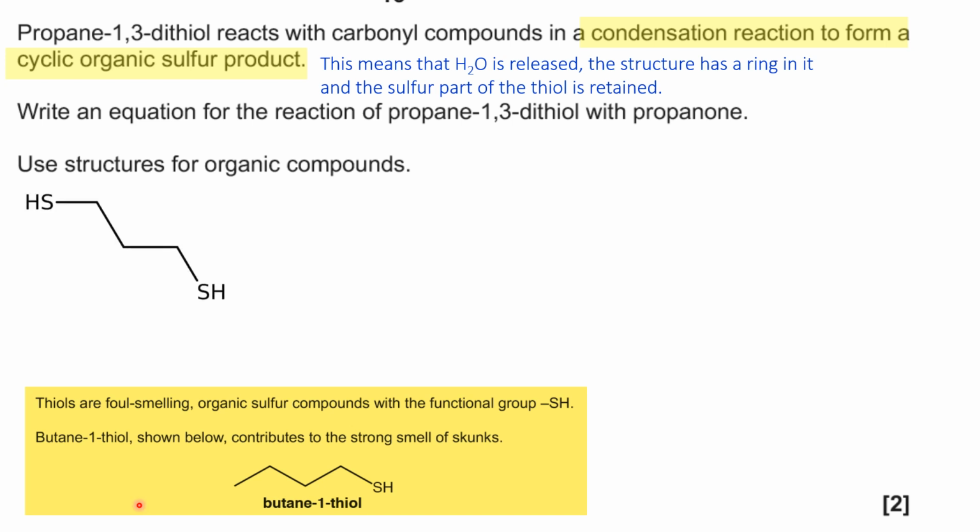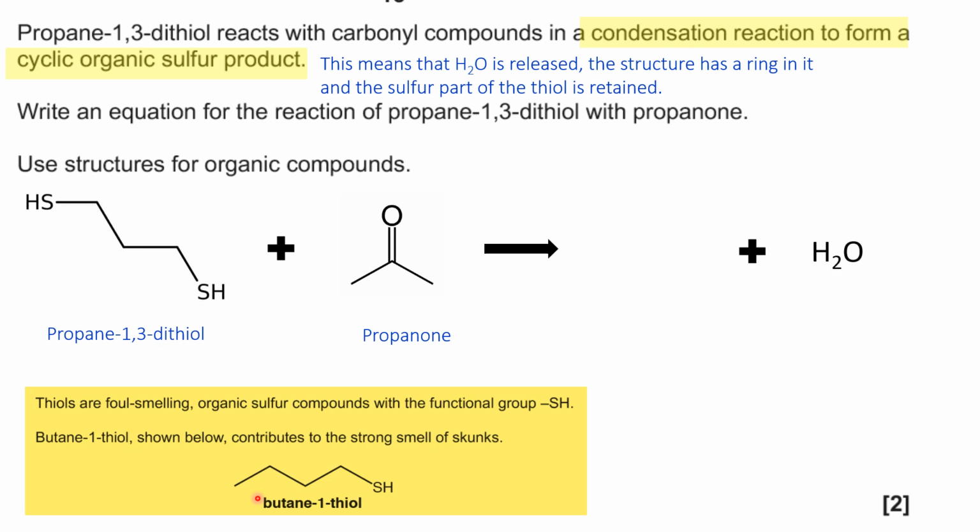So if we take propane 1,3-dithiol, you have 3 carbons in the chain, hence the propane part, and the 2 thiol groups at either end, that's position 1 and position 3, hence dithiol. Then we just take propanone, which is a familiar looking carbonyl compound from many OCR specifications and other exam boards too. And obviously we're going to add them together to make something plus water, because we said earlier, didn't we, that H2O is released because it's a condensation reaction. So far so good. Now's the difficult bit. We have to try and think about how the propanone and the propane 1,3-dithiol might combine together, releasing a water and retaining the 2 sulfurs.